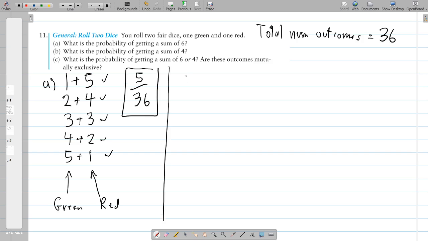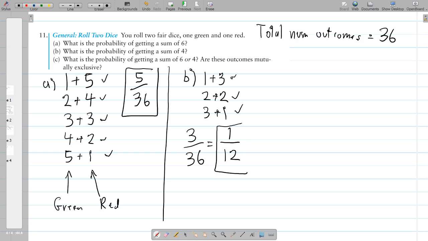Let's try B. For B, what is the probability of getting a sum of 4? The same idea. We'll just see how many ways we can get 4. So here it's 1 plus 3, 2 plus 2, or 3 plus 1. So for B, we get 1, 2, 3 possibilities, which is 3 out of 36. And here we can simplify. 3 goes into the top once, and 3 goes into the bottom 12 times. So our answer for B is 1/12.